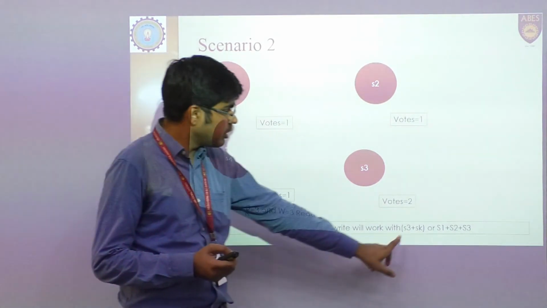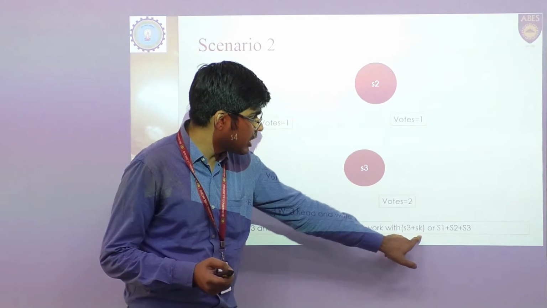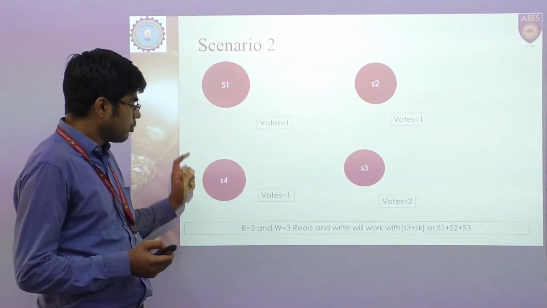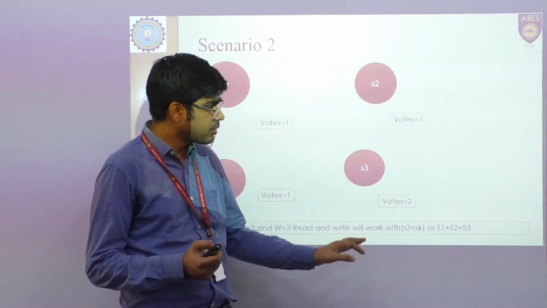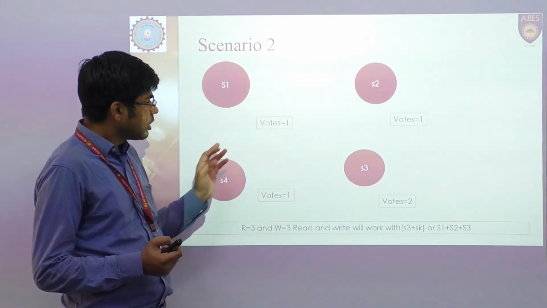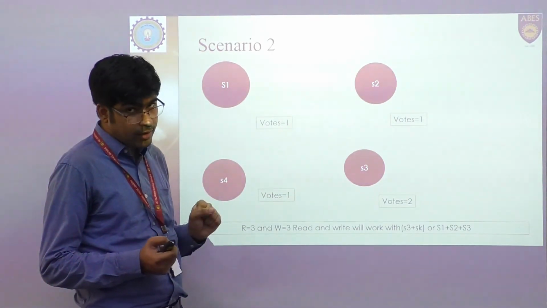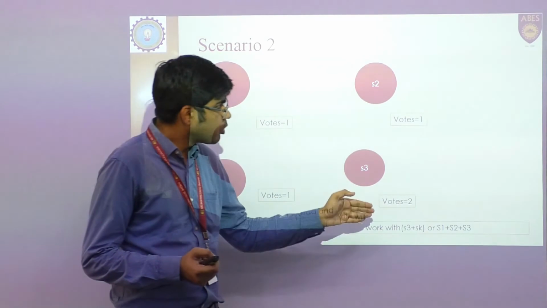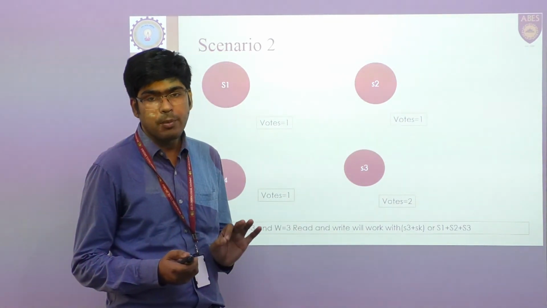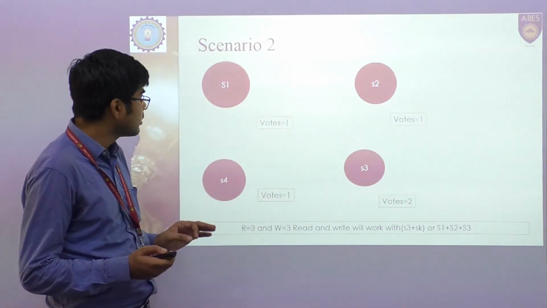So here what we have done, S1 and Sk. The K stands for 1, 2 and 4. So here these are the weights, so you can get the votes in the different combinations, and you can have the one side down also for the write operations. So this was an example scenario.